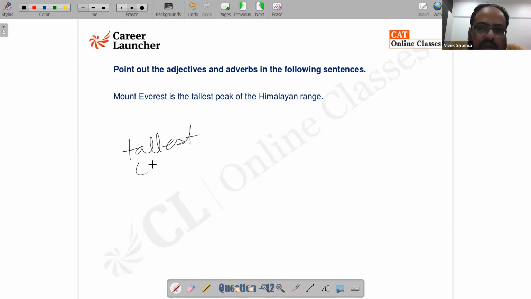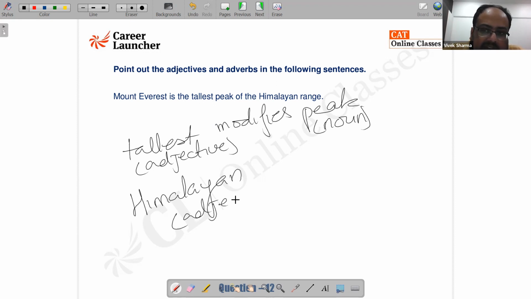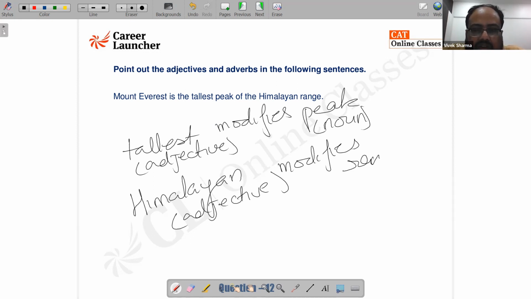Tallest is an adjective that modifies peak, which is a noun, right? And Himalayan is also an adjective which modifies range. Range is a noun, right? So we have two adjectives, tallest and Himalayan, and both of them modify nouns, right? Two different nouns in this sentence.